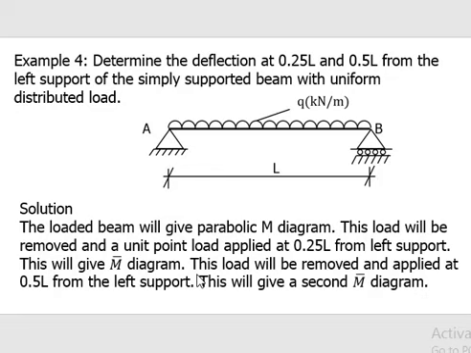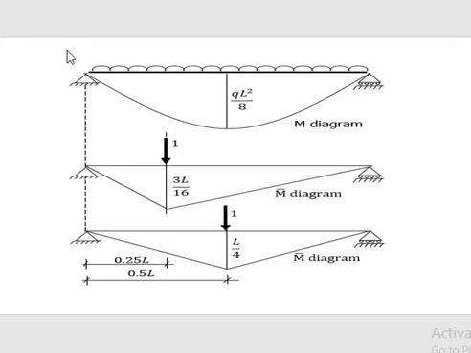This load will be removed and applied at 0.5 L from the left support. This will give the second M bar diagram. So this is the moment diagram, M diagram, for the loaded beam. So these loads will be removed, and at 0.25 L, that's from this point to this point, a unit point load will be applied and used to draw the M bar moment diagram, as you can see. Then that load will also be removed and applied at half of the span of the beam, at 0.5 L.